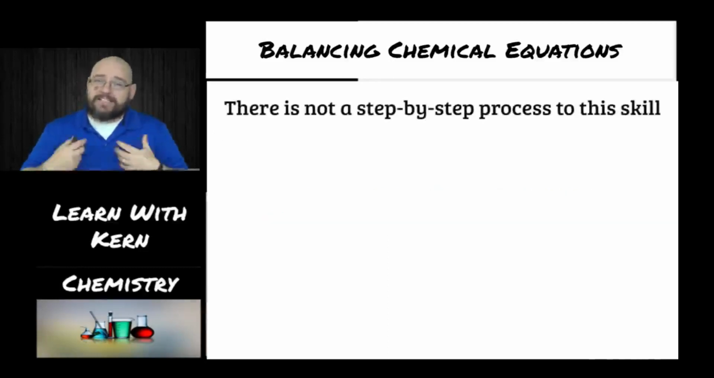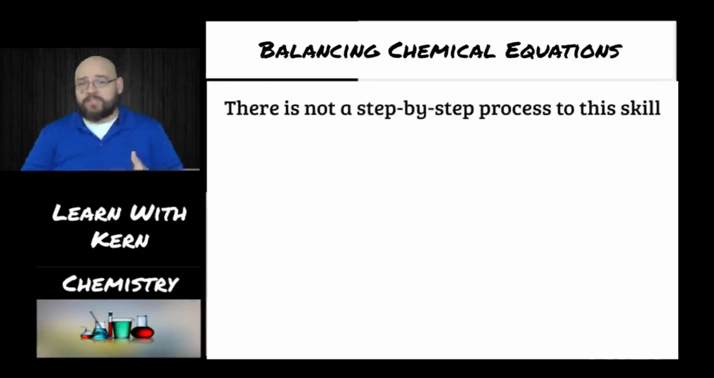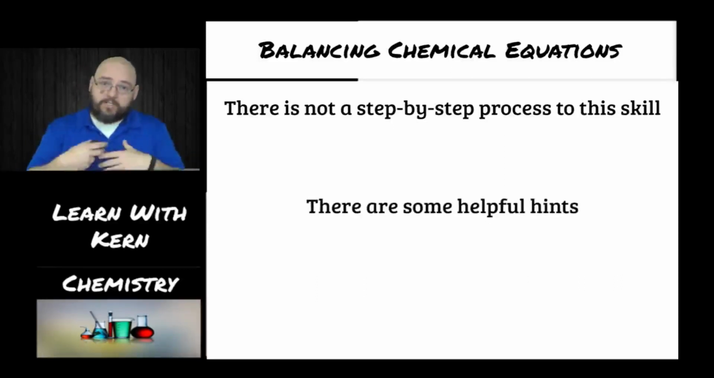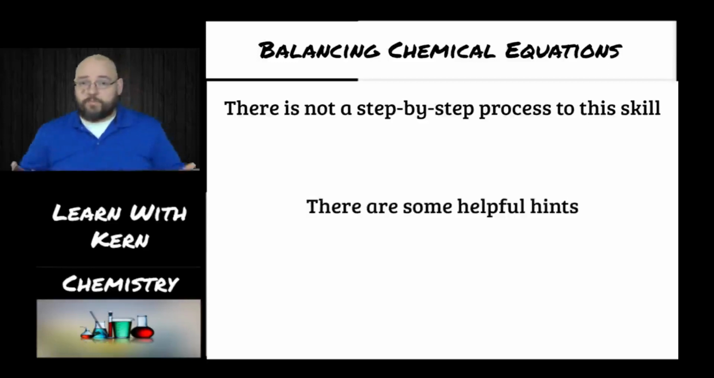Now, there is not a step-by-step process to this skill. I can't say step 1 do this, step 2 do this, step 3 do this, because every chemical equation is different. Every chemical equation is going to work out a different way, but there are some common things that you can look for, some similarities. So there are some helpful hints that you can learn to follow and look for to help you balance equations in a more quick and easy way.